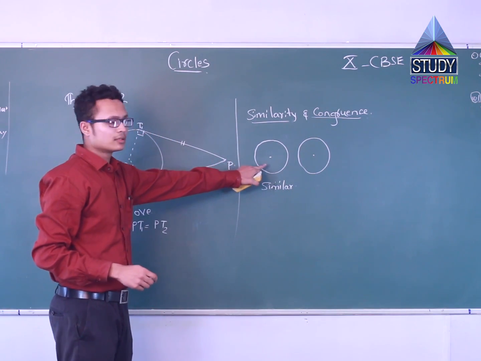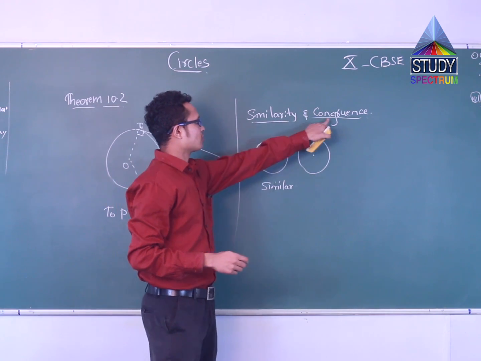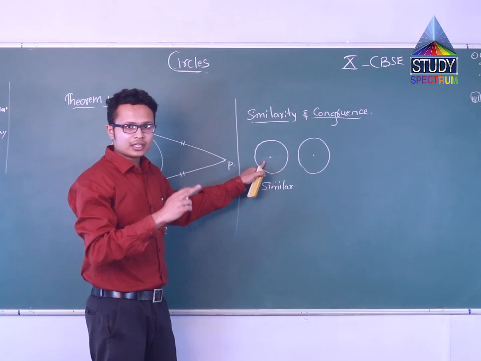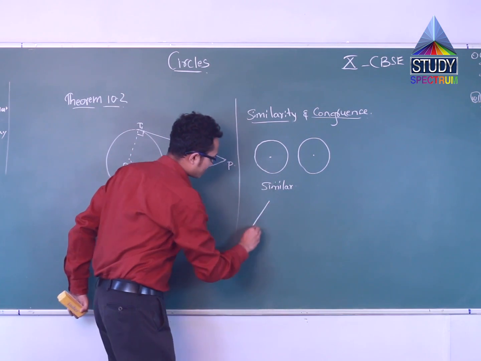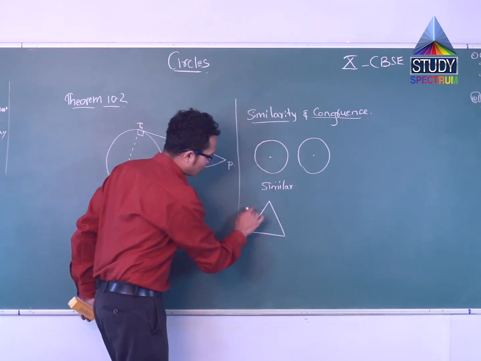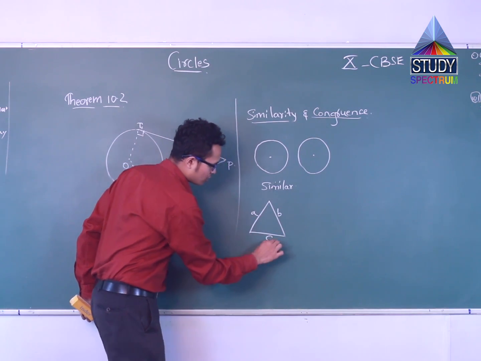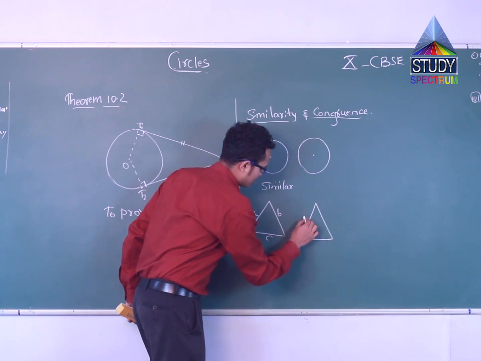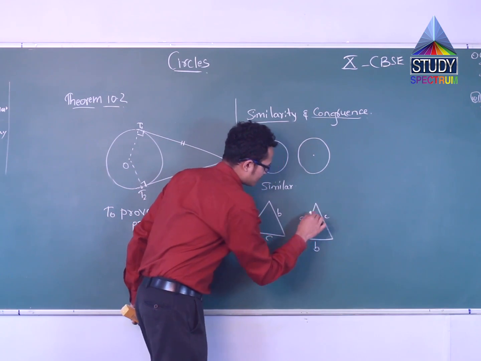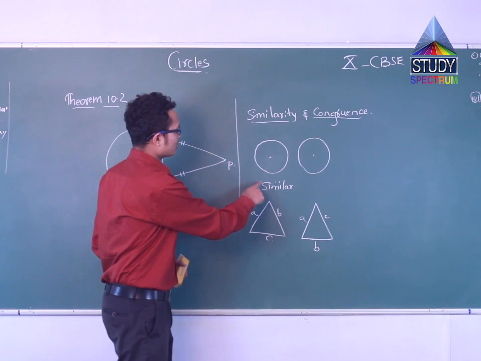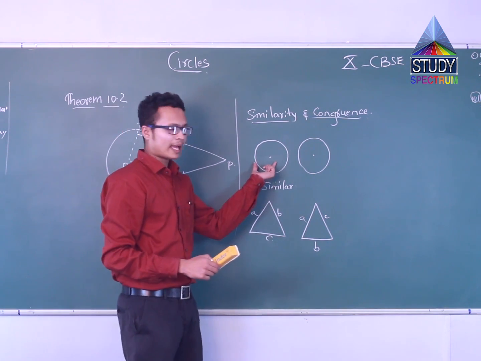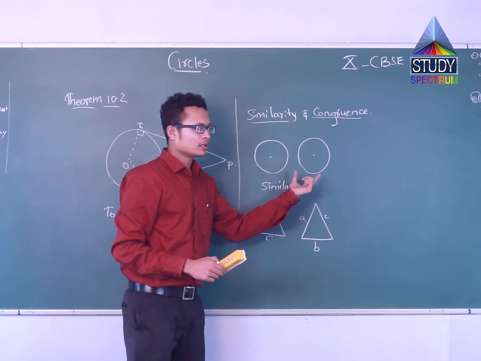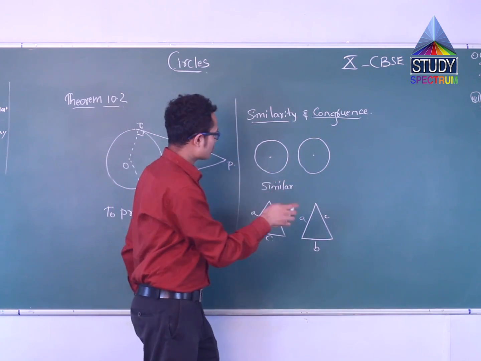Are they congruent? What's the difference between similarity and congruence? Congruent is nothing but all the dimensions of any given figure should be equal. When I'm drawing a triangle, all the sides A, B, C should be equal to another triangle having lengths A, B, C as its sides. Now in similarity, you may or may not have objects of equal sizes, but the shapes should be the same.